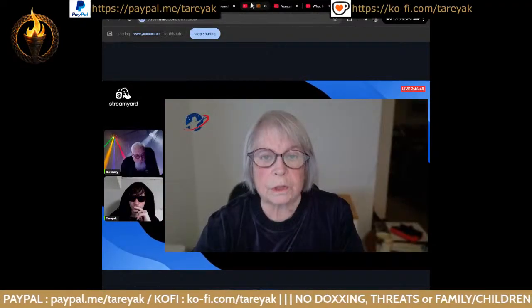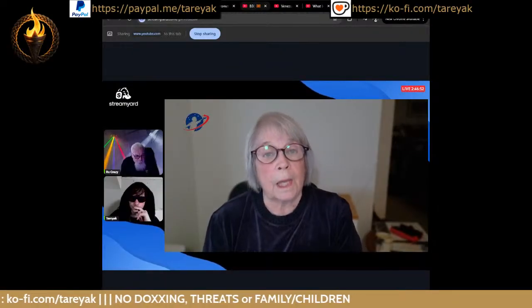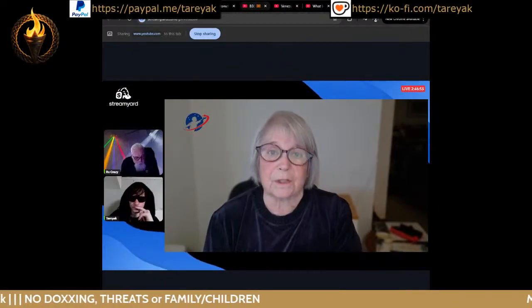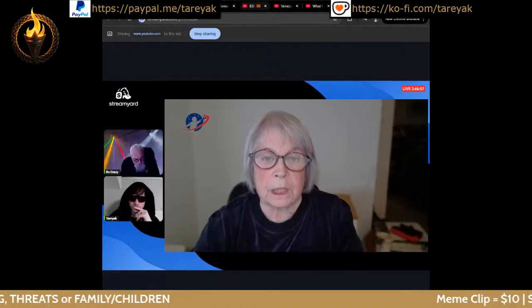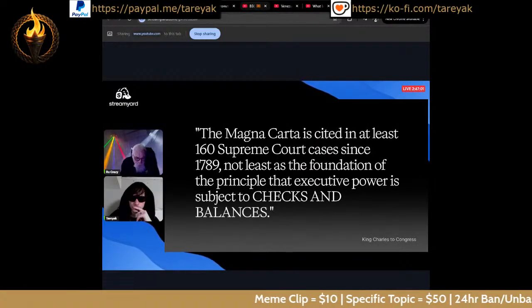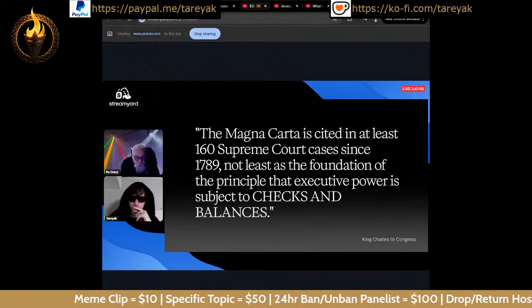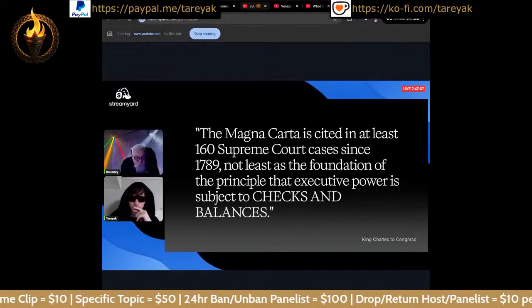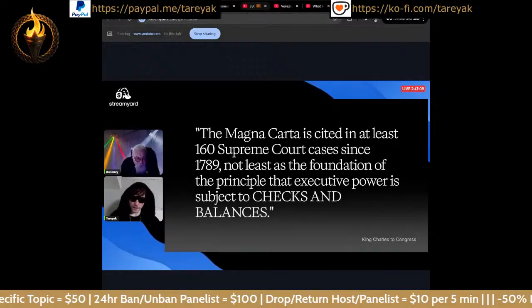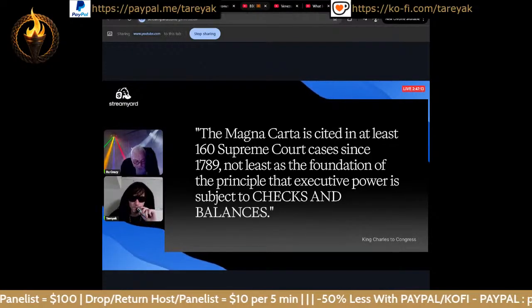Then Charles went to Congress, where the empire still exercised a great degree of control, and made not so subtle attacks on the president. In his speech, the king dropped the line that, quote, the Magna Carta is cited in at least 160 Supreme Court cases since 1789, not least as the foundation of the principle that executive power is subject to checks and balances.